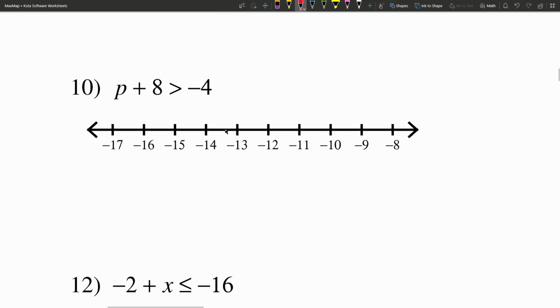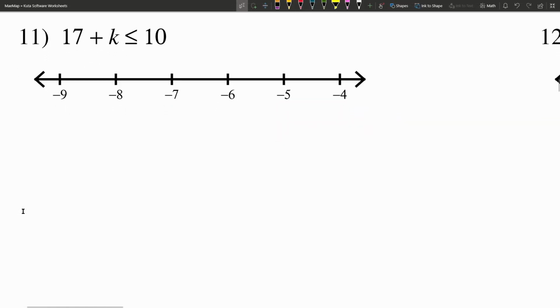In number 10, we have p plus 8 is greater than negative 4. One step, we're just going to subtract 8 from both sides. When doing that, we isolate our variable p, and that's going to be greater than negative 4 minus 8. We're going further into the negatives, that's going to be negative 12. Locating negative 12, circling it, but not shading it in, p is greater than it, so we're going to shade all the values to the right.